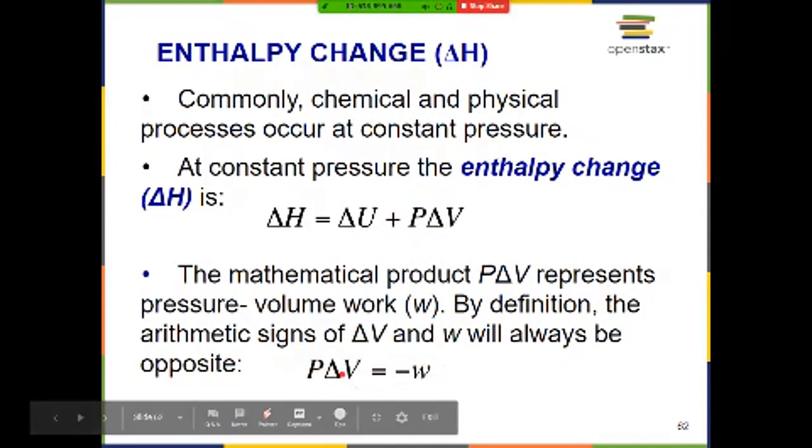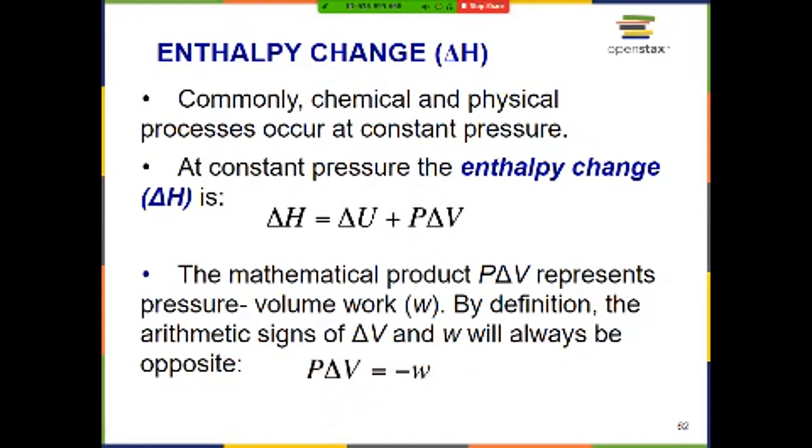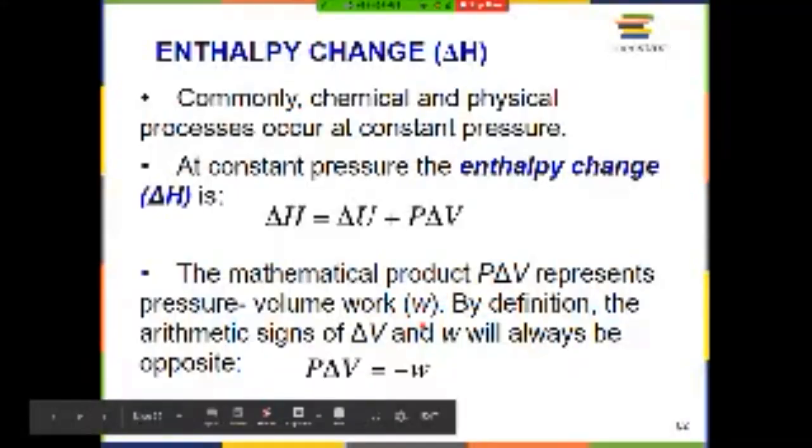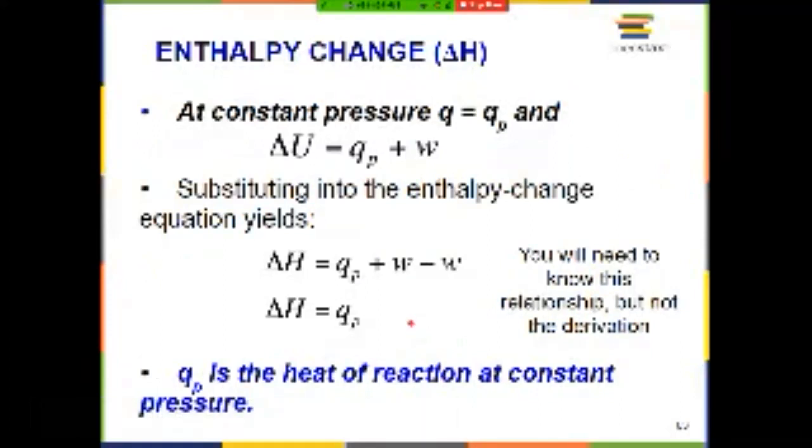increasing, the only way for that to happen is for work to have been done on it to expand the volume. So those have to have opposite signs. The system has to have done work to expand the volume, therefore it lost work, negative W. So if we put all of those ideas together, delta U equals QP plus W, and then we substitute out what we just said with the pressure volume change. At a constant pressure, the enthalpy change is equal to the heat of the reaction.